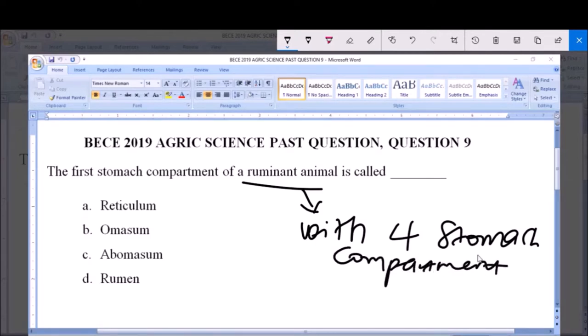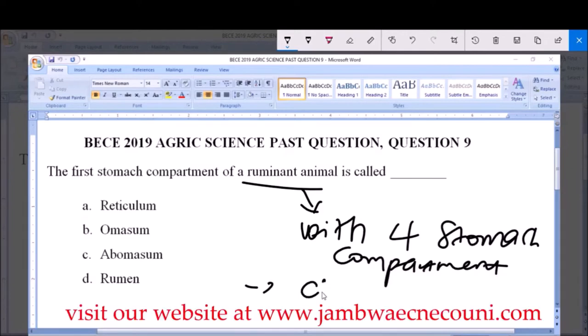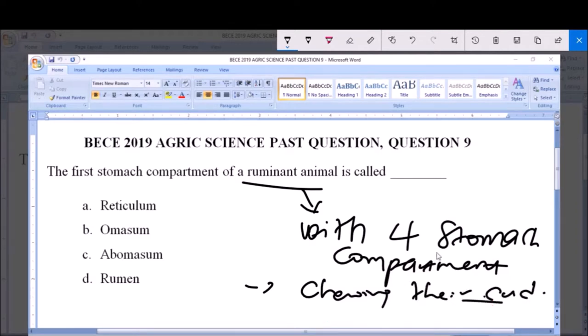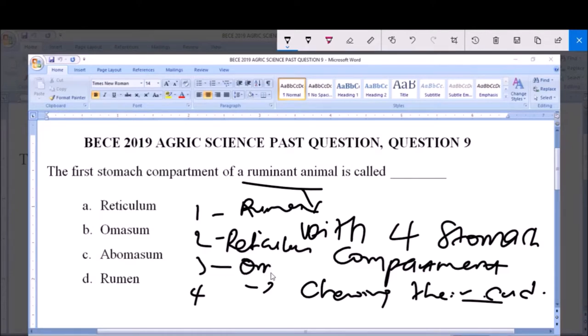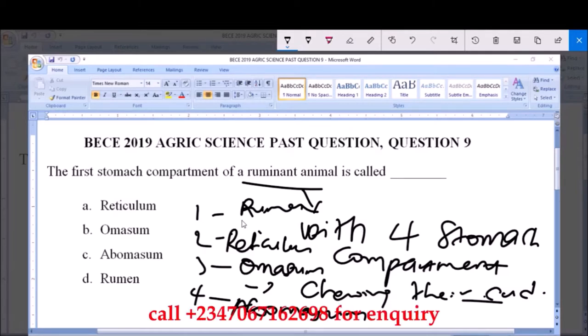This animal has four stomach compartments, and because of this, they have the ability of chewing the cud. That is, they can regurgitate food after it is eaten for proper digestion. Now, these four stomach compartments are in order, from the first to the fourth. The first stomach compartment is the rumen. The second is the reticulum. The third is the omasum. And the fourth is the abomasum. In this particular order. Now, the rumen is the first stomach compartment where the food goes after eating, followed by the reticulum, then the omasum, and the last is the abomasum.